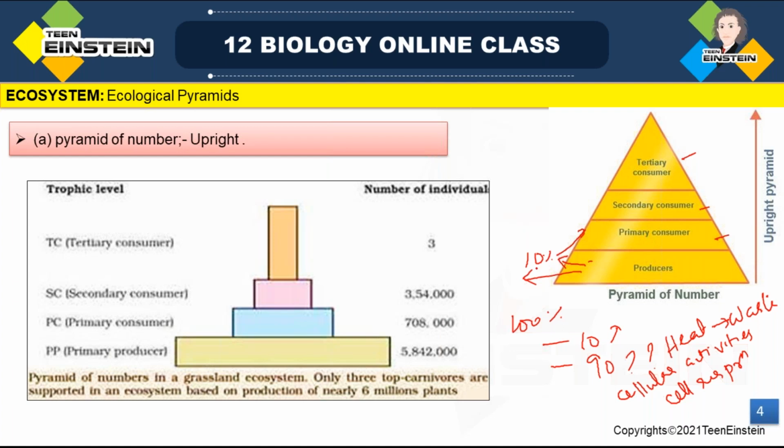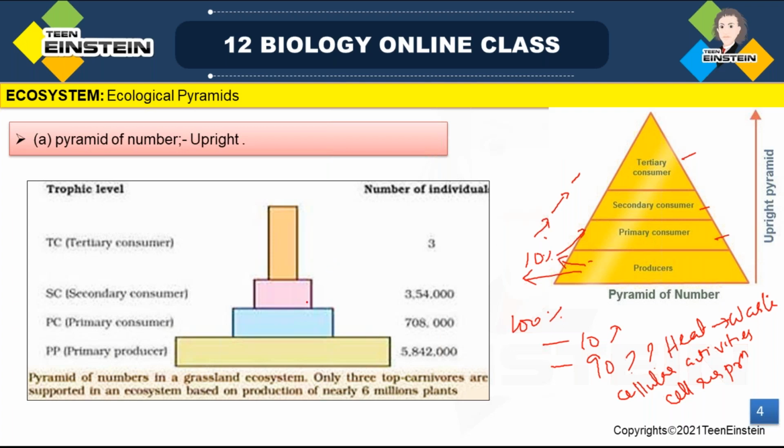So these producers, what will they do? These producers will support a few herbivorous plants. Then these herbivores will help carnivores, but only a few can be supported. So the number of top carnivores will be very less. That number will be very less compared to the number of producers. When it is going to the top level, the number will reduce.